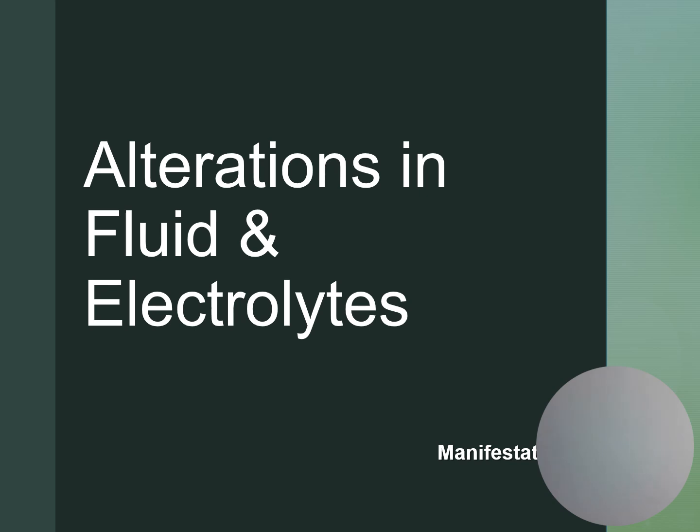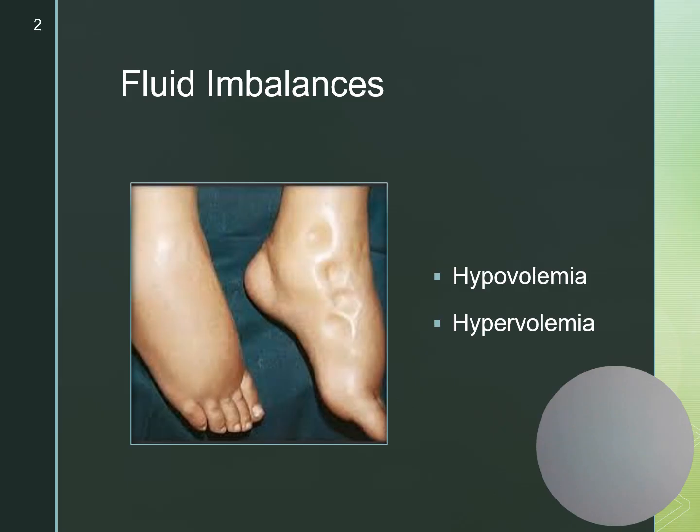Alterations in fluid and electrolytes. Manifestations. Hypovolemia is the low volume of extracellular fluid, while dehydration is going to be a low volume of fluid in all compartments. So hypovolemia is basically a low volume of blood in our blood vessels, while dehydration is going to be a low volume of fluid not only in the blood vessels but also in the cells.